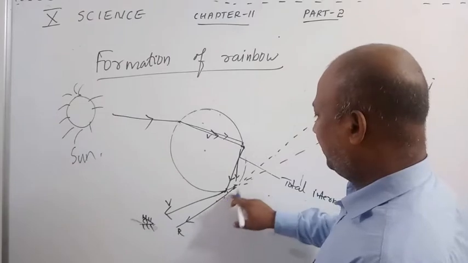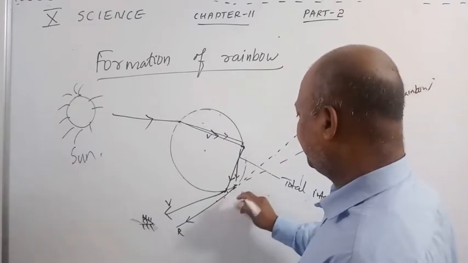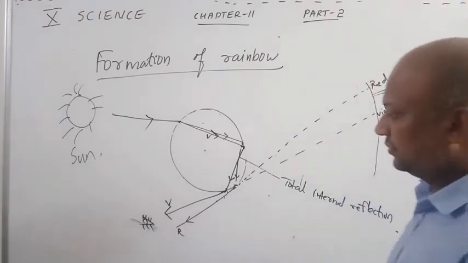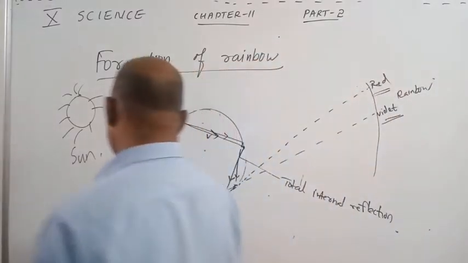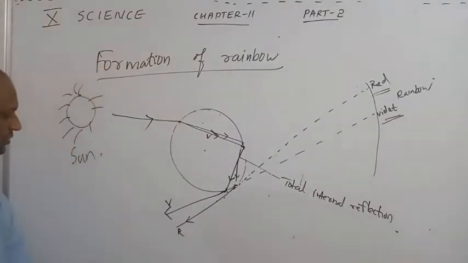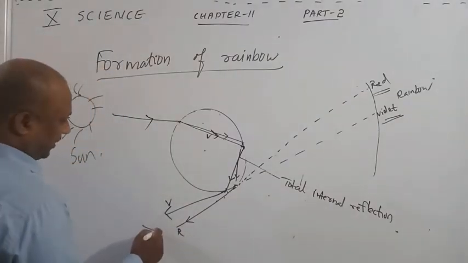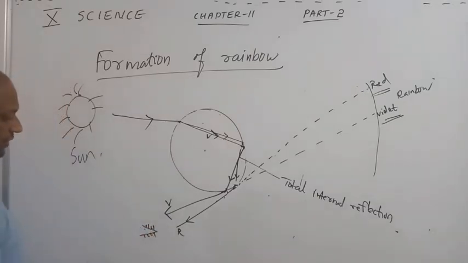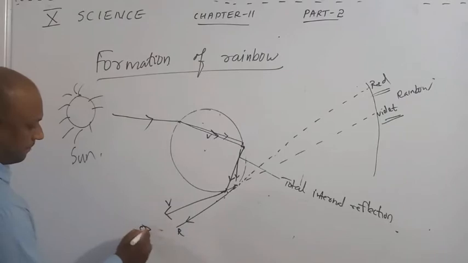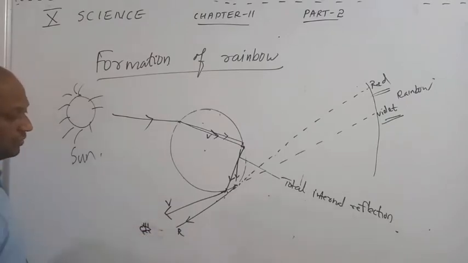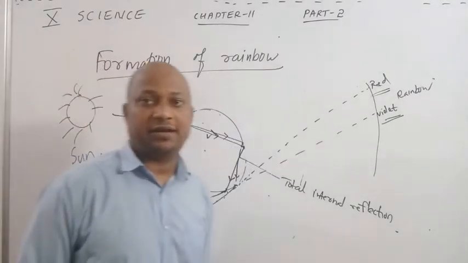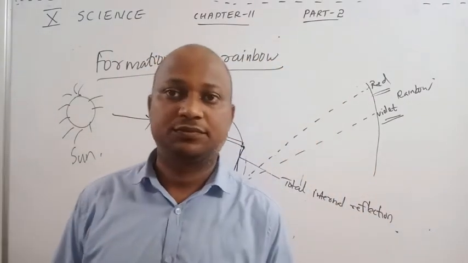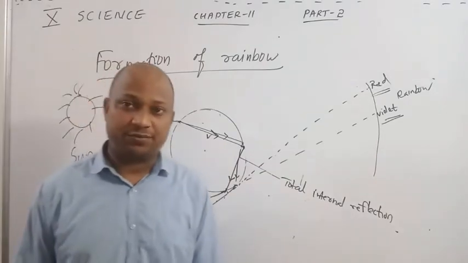So I have deleted the normal here now. So when a person looks from here, he can see red light in the upper part and violet light in the lower part of the rainbow. So this is called primary rainbow.